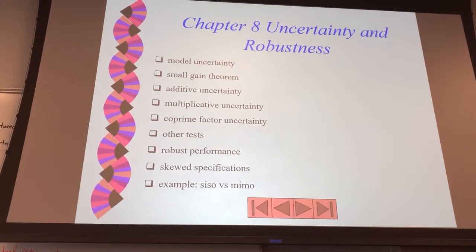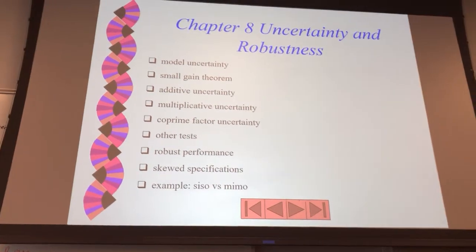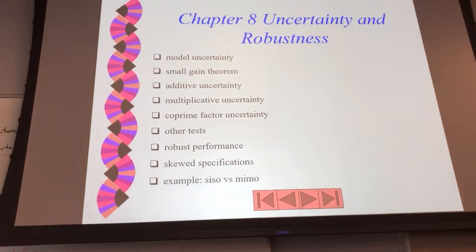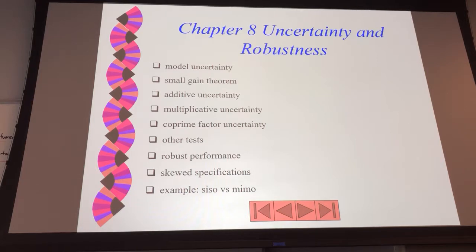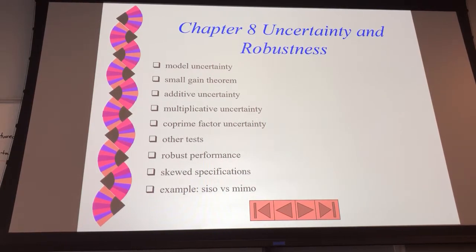So we started by talking about model uncertainties. I said a lot of interesting things about uncertainties. It's a philosophy. We will no longer be working with a single model G. We are working with a family of them, infinitely many, a model set. So the model uncertainty, then the small gain theorem. We talked about additive uncertainty, multiplicative uncertainty, and coprime factorization uncertainty. As well, I gave you one more way to specify the format of your uncertainty.